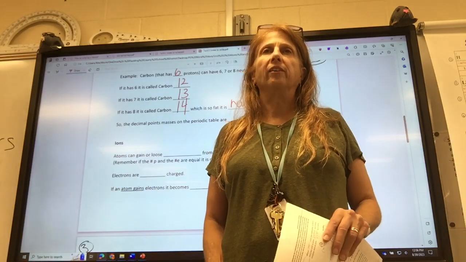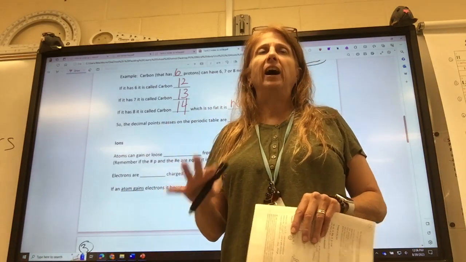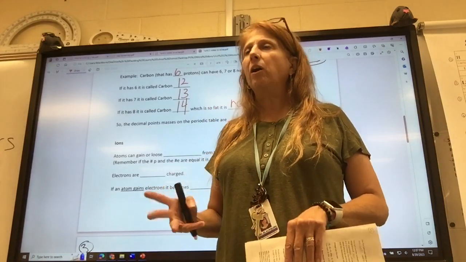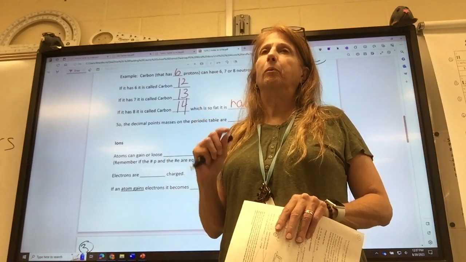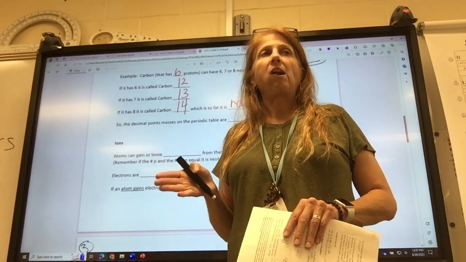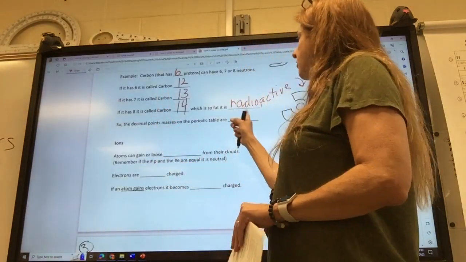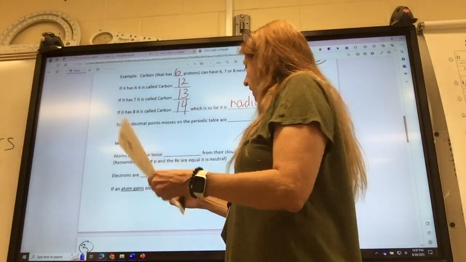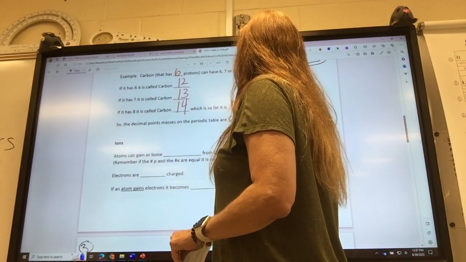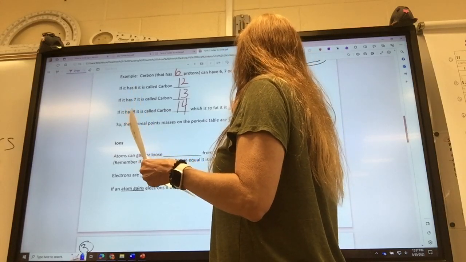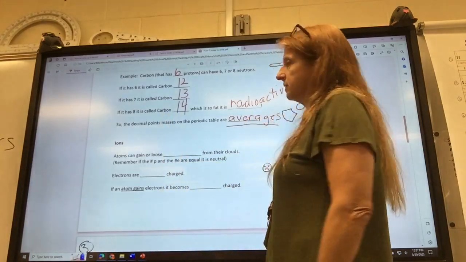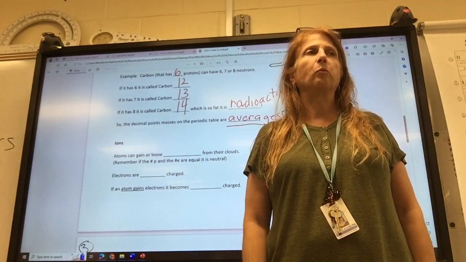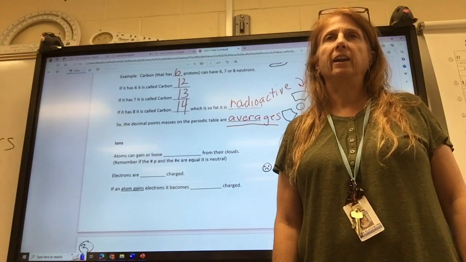Imagine you're averaging your grades, and you got a 70, an 85, and a 92. You add them all up and divide by 3. More than likely, it will not be an even number. It's going to be a decimal number, right? It's going to average them. So that's why the periodic table masses have decimals, because they are averages. Does that make sense to you? Can you understand why they're decimals and in reality they're not decimals?